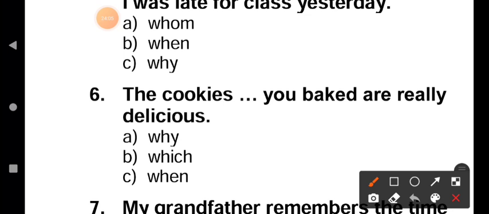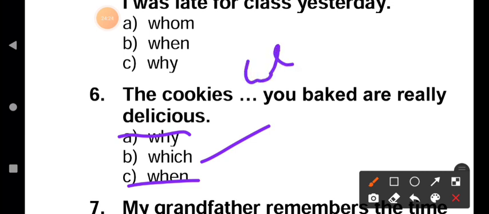The cookies, for eatables, cookies. Cookies, plural noun, the cookies. Why does not come here. When indicates time. Of the remaining options, which is there? The cookies which you baked, which we baked, are really delicious. Delicious. Delicious is a wrong pronunciation. Delicious.